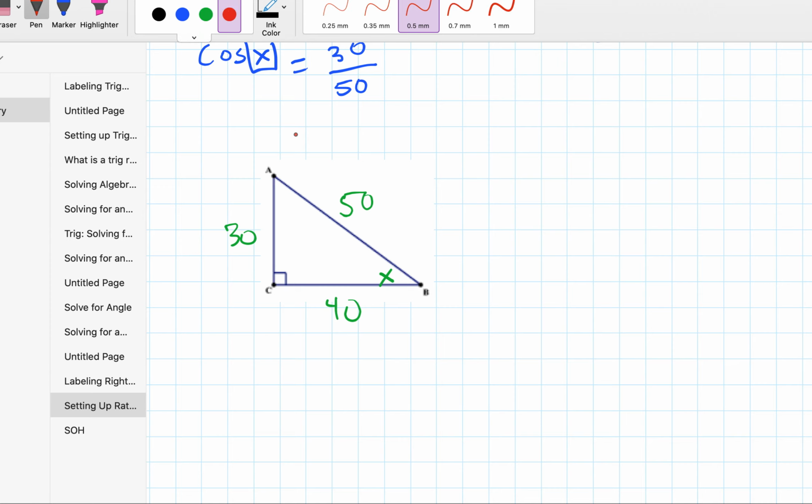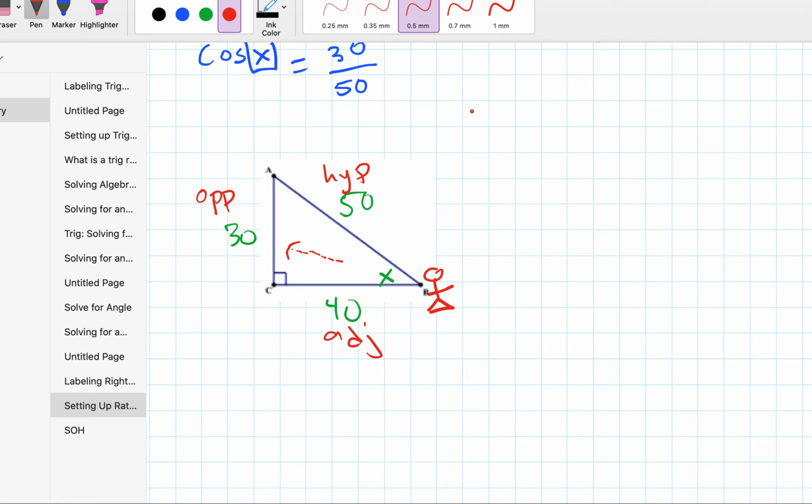My hypotenuse is 50. It's across from the right angle. My reference angle is angle x. So opposite of that would be here. And the one next to the reference angle, the one left over, is our adjacent.